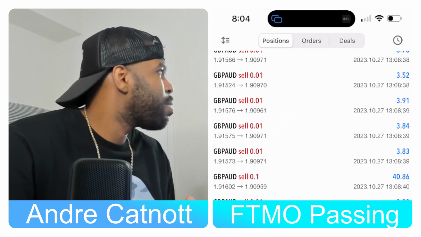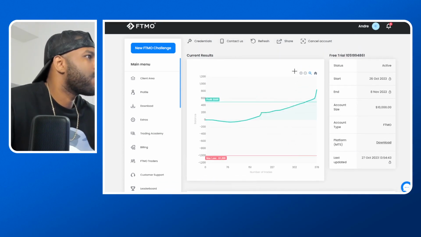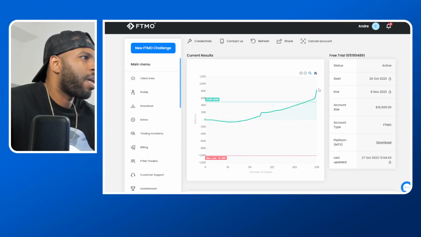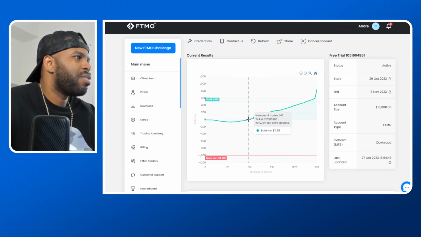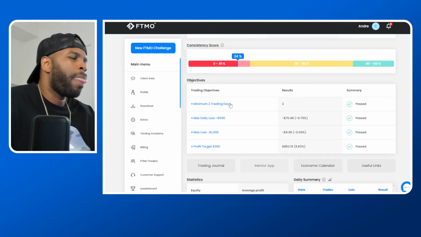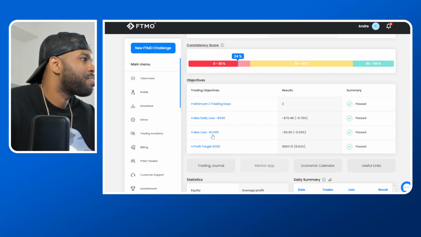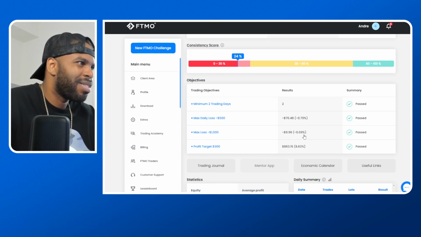I'll show you guys here just a second. Let's go to the main setup here, let's go to the actual back office. As you can see, nothing but progress here. On the graph chart, you see we're going up, right? But if I scroll down here, you'll see that I only need to do a minimum of two trading days. I passed. Max daily loss was less than 1% of my account. The max loss less than 1%. It's crazy, right?